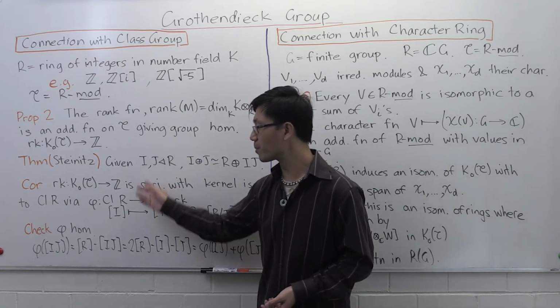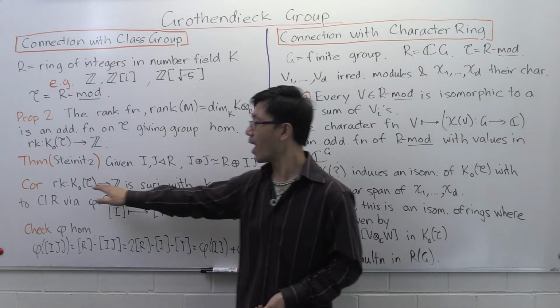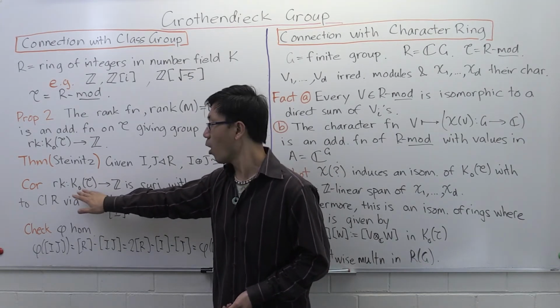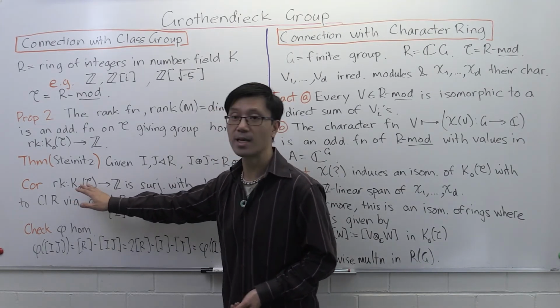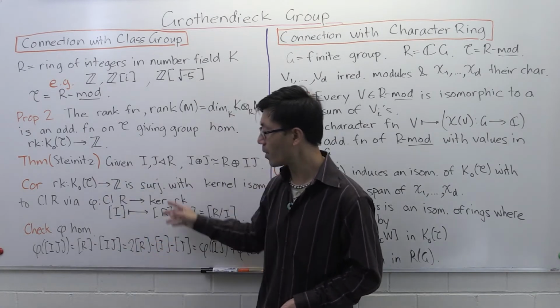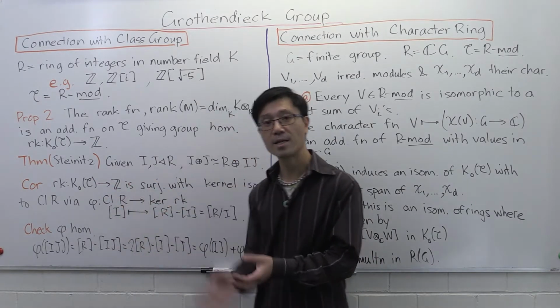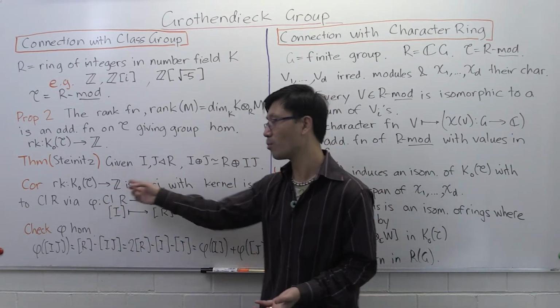Okay, so I won't prove this, but this is a very nice result, which tells you what this Grothendieck group looks like. Firstly, it's an extension. It contains more information than just the class group. It has a subgroup, which is the class group, or it might be a small subgroup.